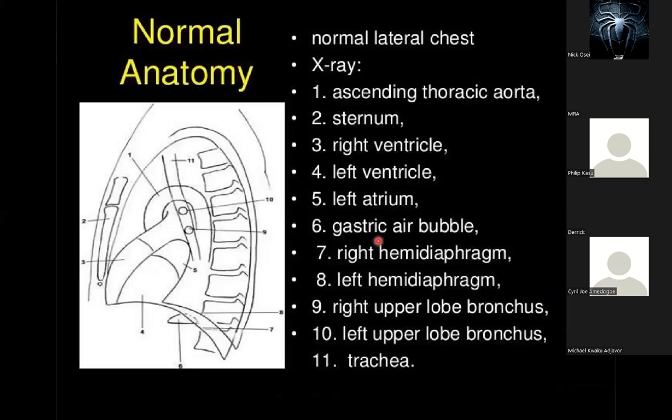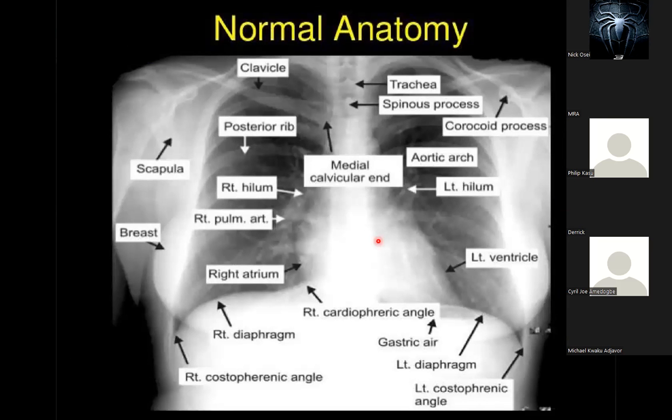Okay. So basically, this is the normal anatomy of the chest X-ray. These are the various parts that you should know. Everyone should get used to this picture, because it is the knowledge of these various parts of the chest X-ray that will help you to make a good interpretation of the X-ray when one is presented to you.